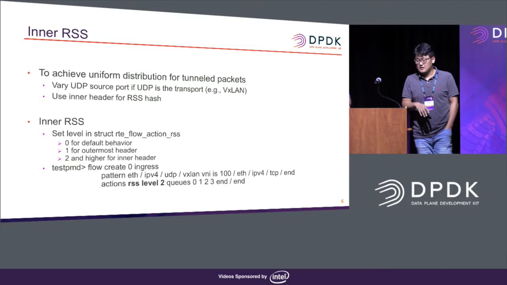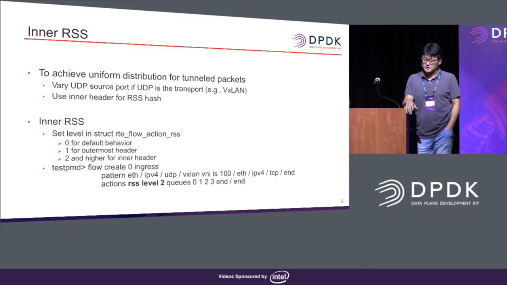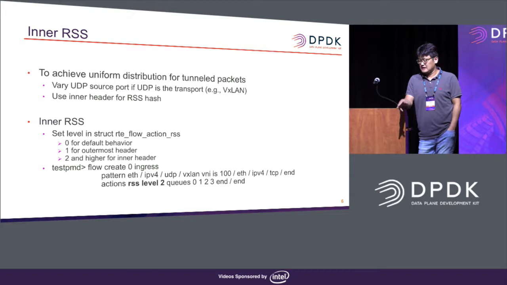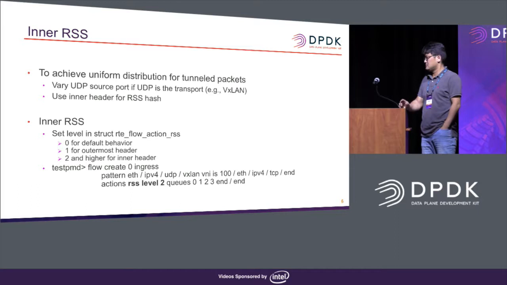So that test PMD example is to create a rule having a pattern like IPv4, it's actually VXLAN terminal, and if you set the RSS level 2 like that in that action part, then it does mean the inner header should be used for the RSS hash. Next.